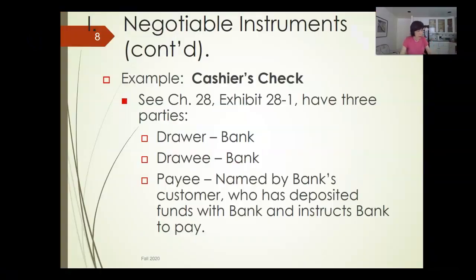So does that make sense, though? The cashier's check: even though there are three roles, you have two separate parties, the bank and the payee. Drawer and drawee are the bank, and the payee is named by the customer.